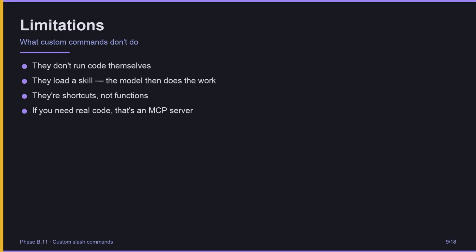Limitations to know. Custom commands don't run code themselves. They load a skill, the model then does the work according to the skill's instructions. They're shortcuts for skill loading, not functions in the programming sense. If you need actual code to run, queries against a database, calls to an API, that's a different category. That's an MCP server, which we'll cover in Phase G.